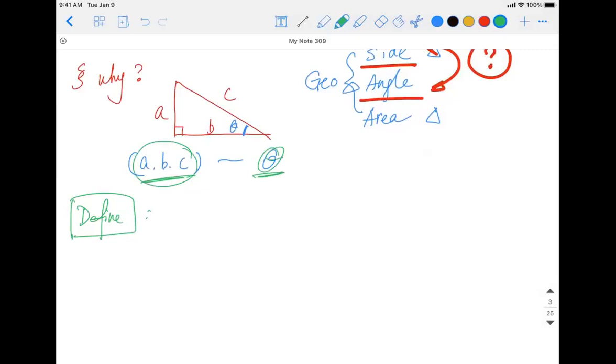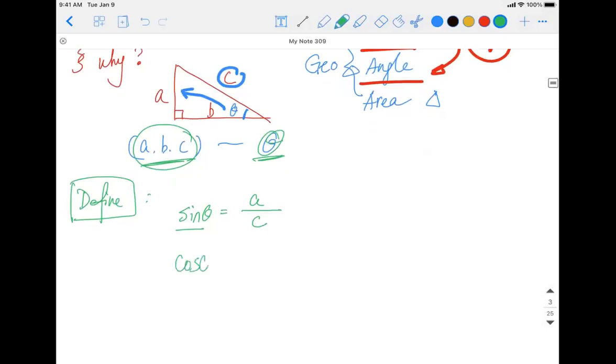So basically you want to find out the relationship between the different sides and the theta, right? So people defined sine theta equals A over C. Sine theta, yeah, this is only a definition. We define sine theta equals what? This is actually the ratio between the opposite side of the theta over the hypotenuse. Okay, there's no reason and people just define that. So we give a name, this is the sine of a theta value.